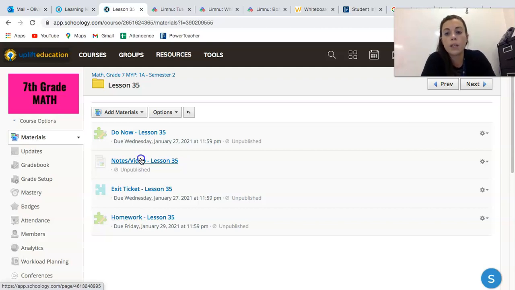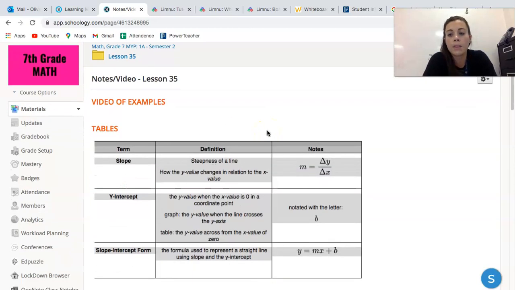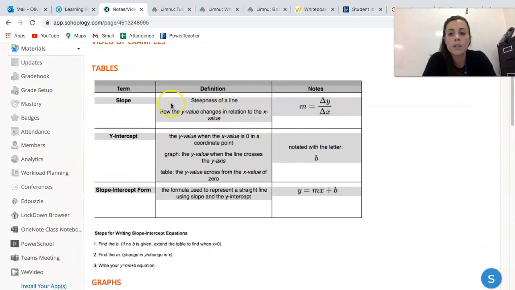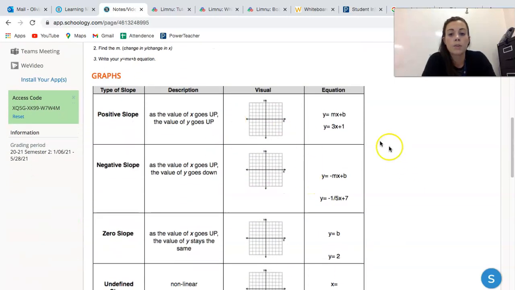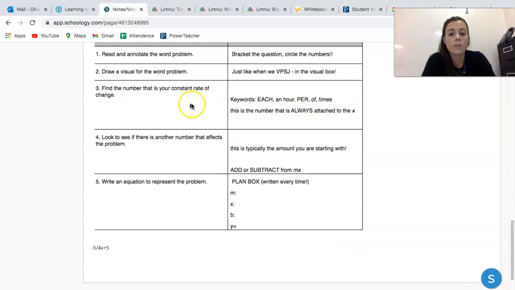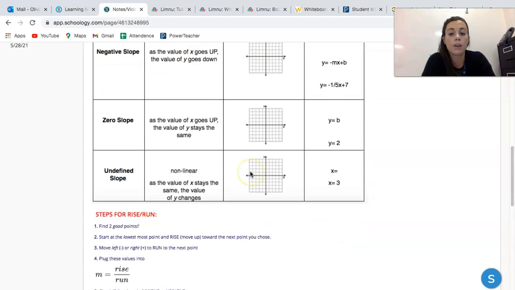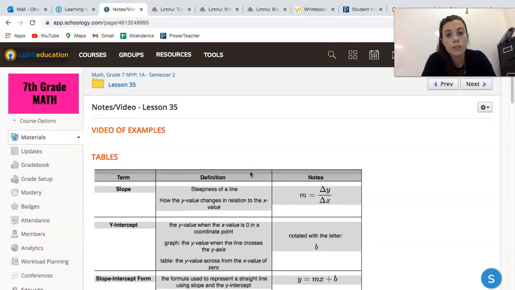So if you need a review or you haven't had access to the notes, there's the notes for the tables: what slope and y-intercept are, slope-intercept form. There's the steps for writing slope-intercept equations from tables. Graphs are here, the steps for rise over run, and then all of the notes we took on word problems are here, okay? So there's a lot of info in those notes. If you need them, please make sure to access that in your lesson 35 folder.